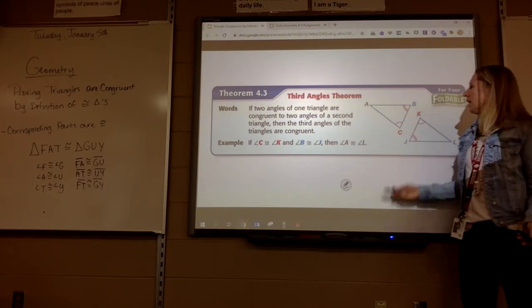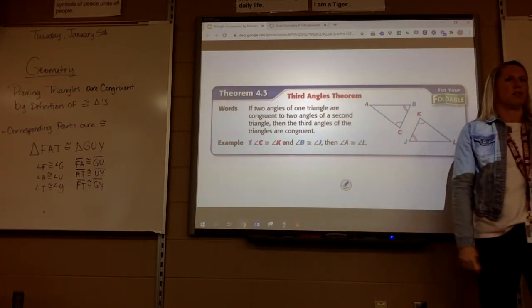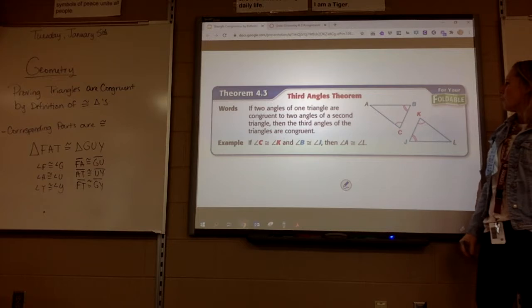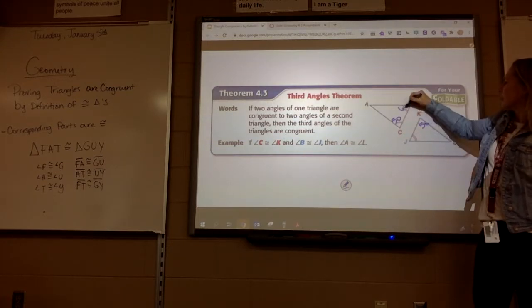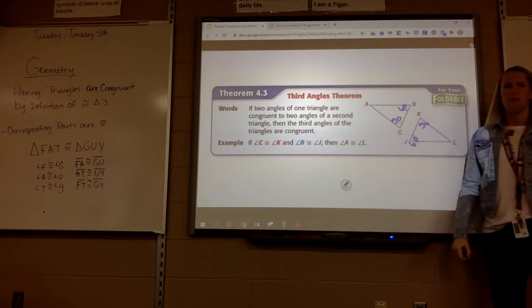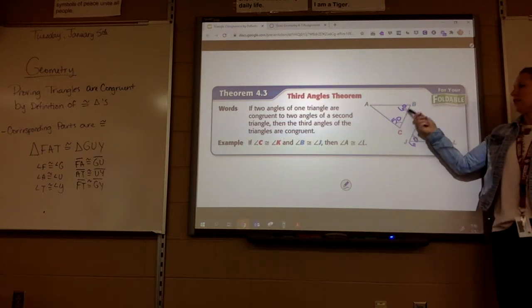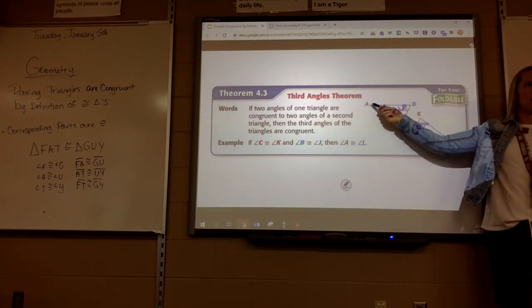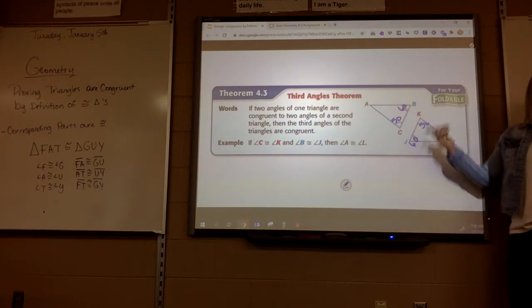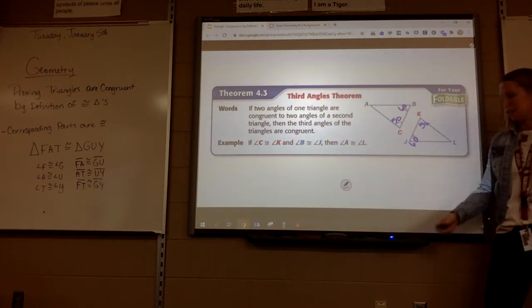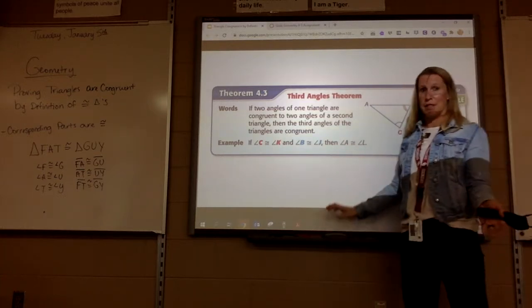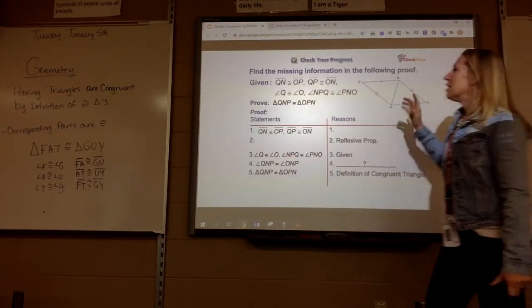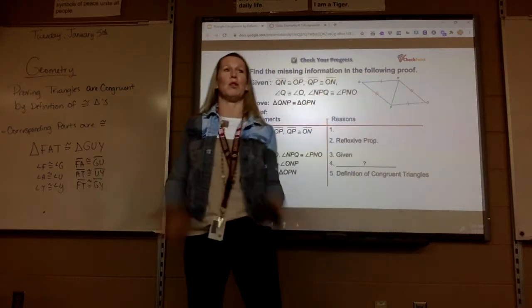But think about it. What do all the angles in a triangle add up to? 180. So if you know that this is 50 and 50 and this is 60 and 60, if you do 180 minus 50 and 60, those third angles have to equal each other. So that's called the third angles theorem. You will have that in your assignment today, third angles theorem. So let's practice a couple proofs and then we'll look at your assignment.